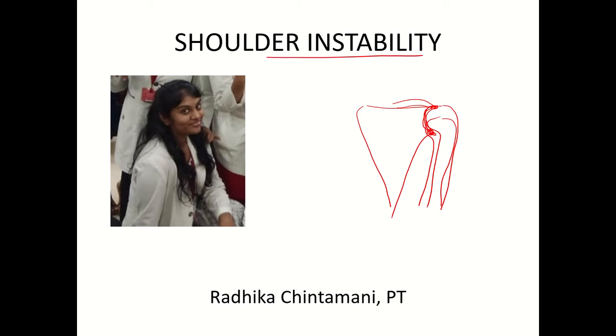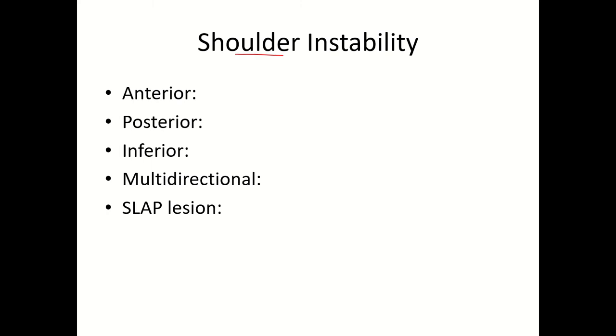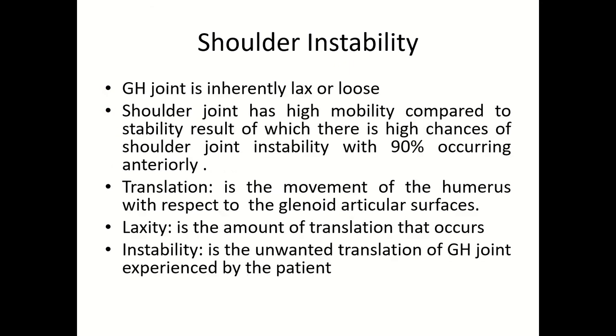Now the second one will be your shoulder instability types depending on the direction. Anterior, the head is going to come anteriorly. Posterior, the head is going to lie posteriorly to the glenoid fossa. Inferior, the head is going to lie inferiorly. Multidirectional, that it can change the direction repeatedly, along with the side affected, that is your muscle affected and your SLAP lesion.